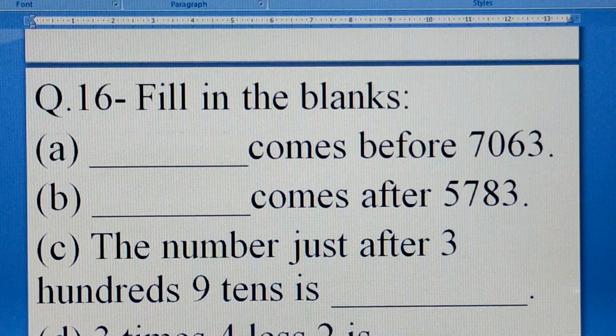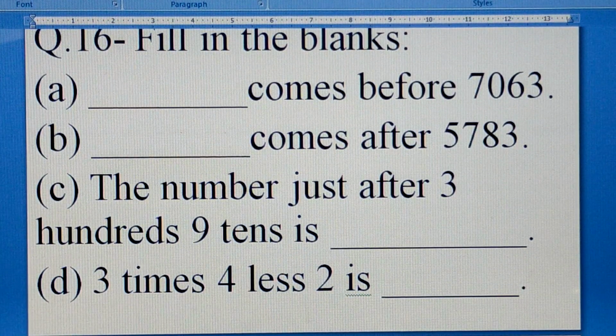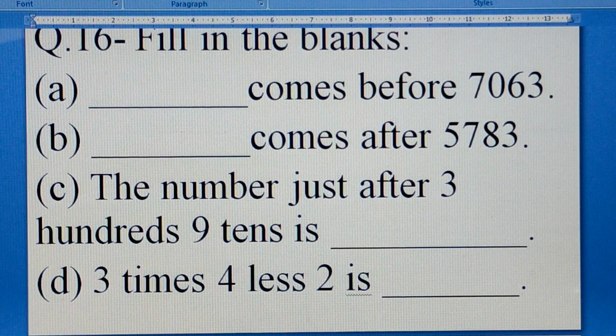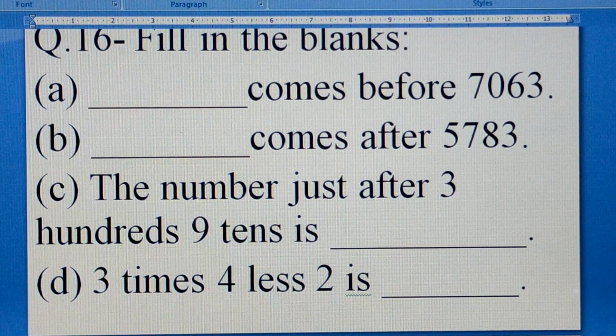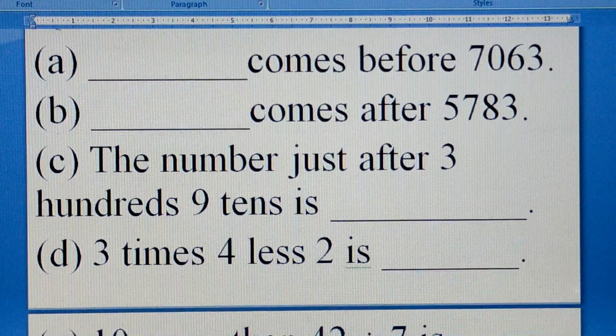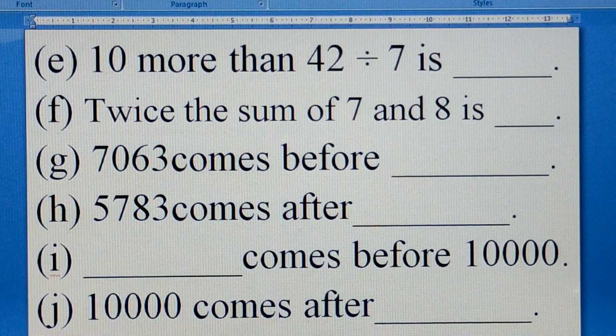Now fill in the blanks. It's a funny question for you. What comes before 7063? What comes after? Think and write the answer. The same question is there, E, F, G, H. There are 6 more parts of that question.